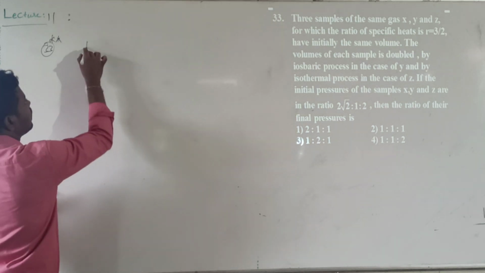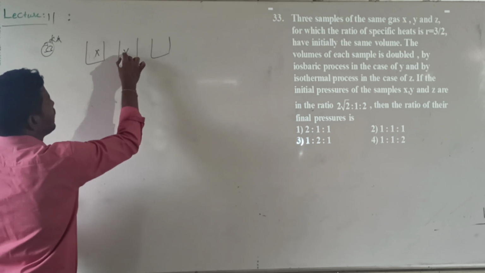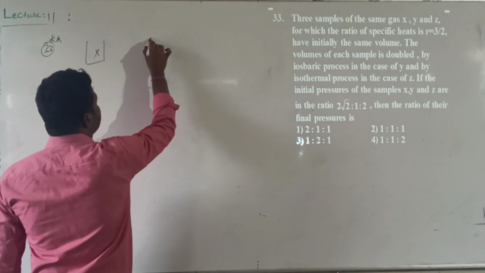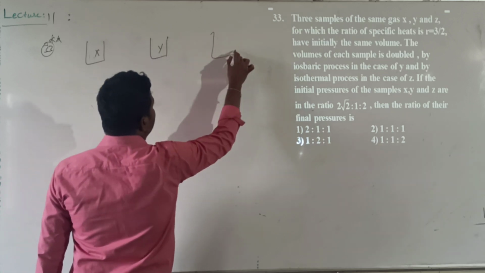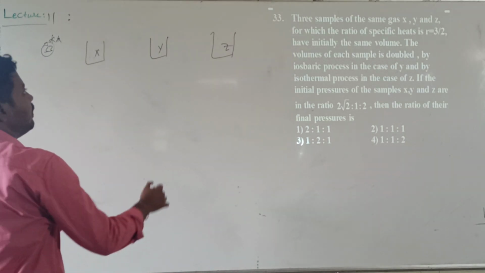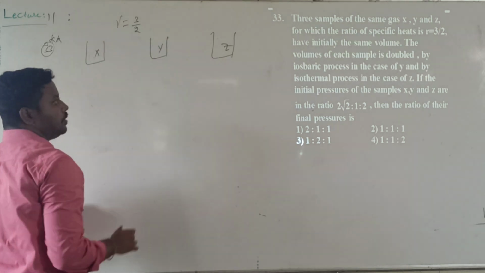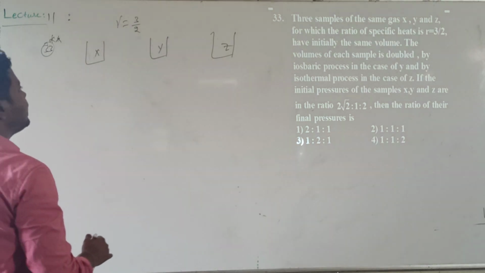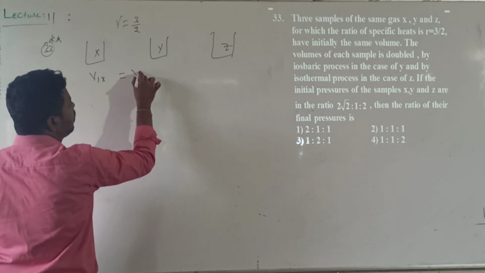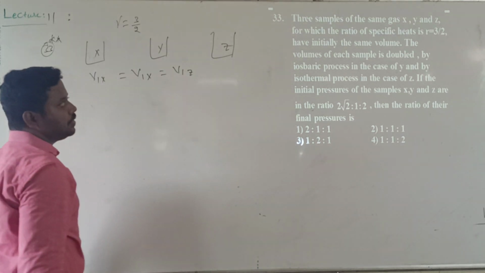In this model, there is the same gas but taken in three samples. One is X, other is Y, and other is Z. I will write some diagrams. This is for X, and this is for Y, and this is for Z. Three samples of the same gas, and the ratio of specific heats gamma is given as 3/2. Initially they have the same volume. So initial volume V1x is equal to V1y is equal to V1z.